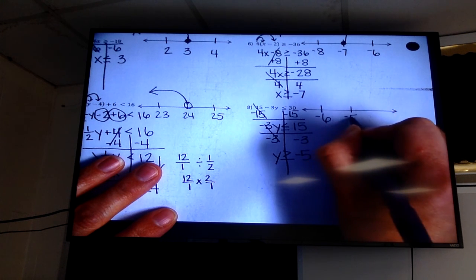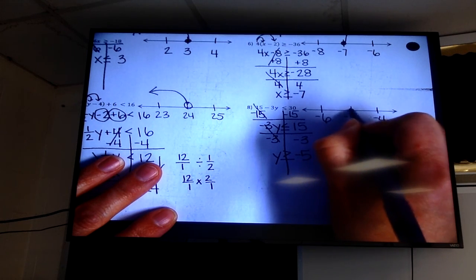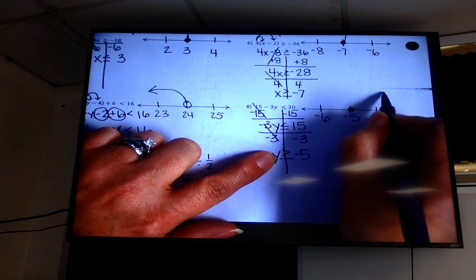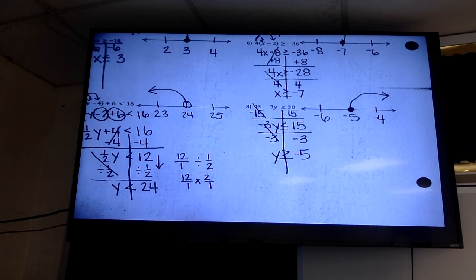So I would say negative 6, negative 5, negative 4. It says greater than or equal to, which means a filled in dot. My variable's on the left. It is pointing this direction, so I know any number to the right of negative 5, including negative 5, would be the correct answer.